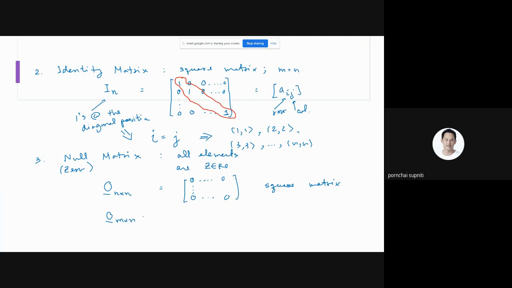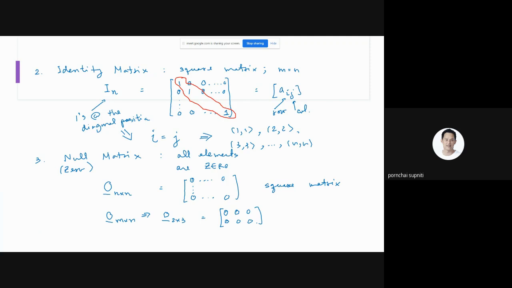For example, if I talk about a null matrix of the size 2 by 3, what do we have? We have 2 rows and 3 columns, like this. Okay, so these are some special matrices.